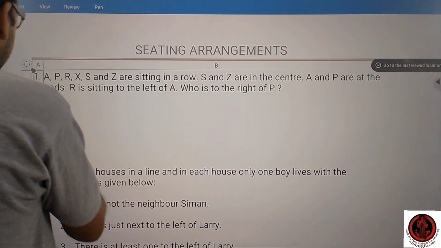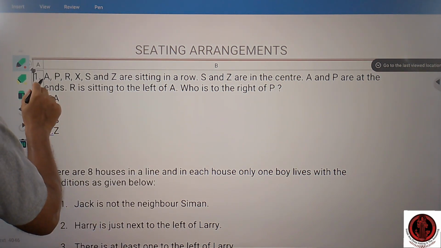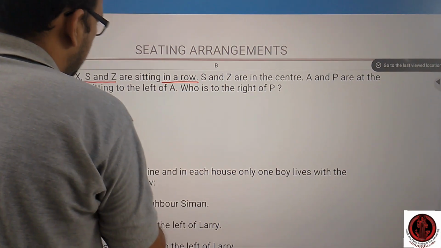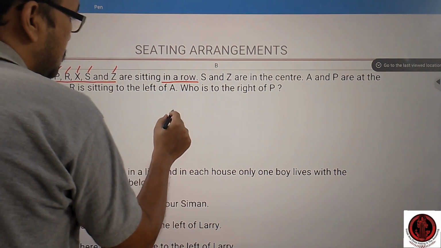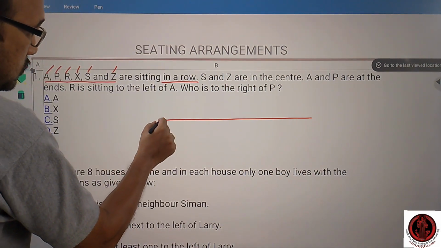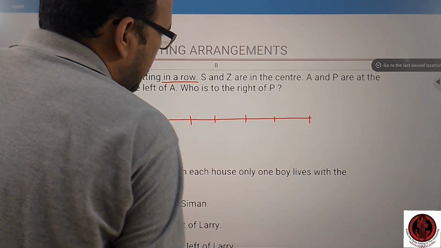So in this problem, A, P, R, X, S, Z are sitting in a row. So how many people are there? 1, 2, 3, 4, 5, 6 people are there. They are sitting in a row. So this is a row. 1, 2, 3, 4, 5, 6 people are there.